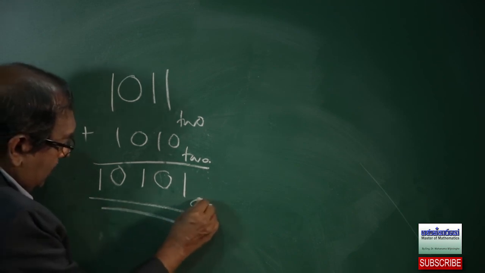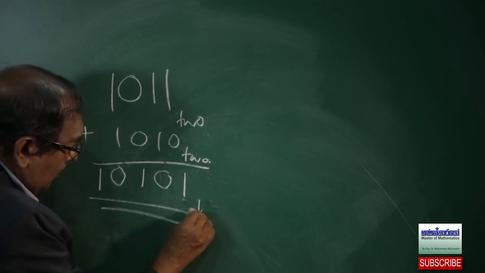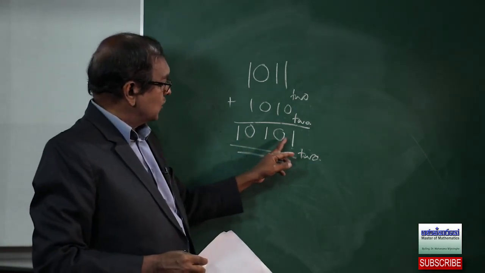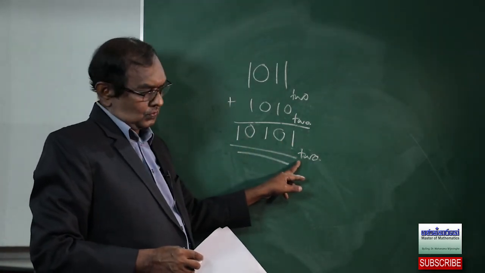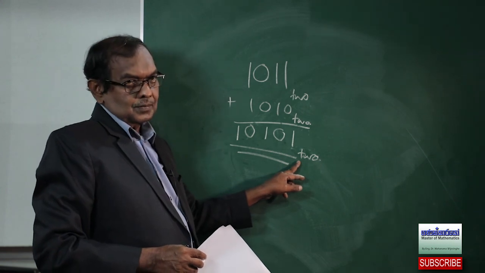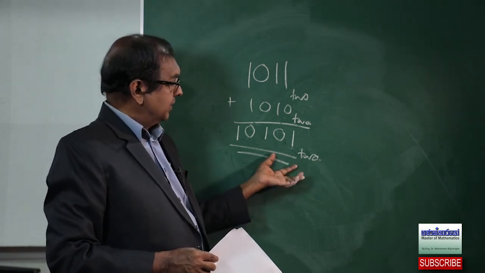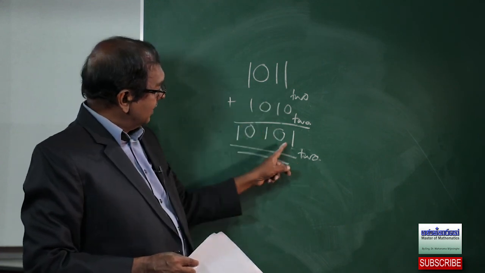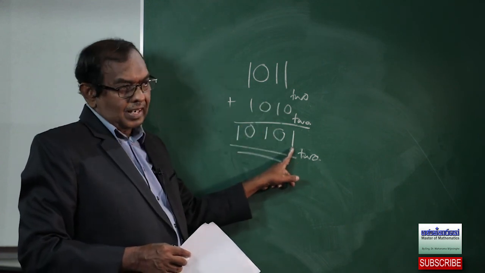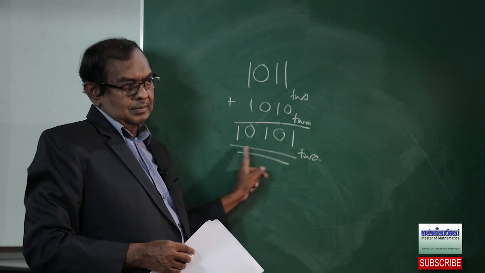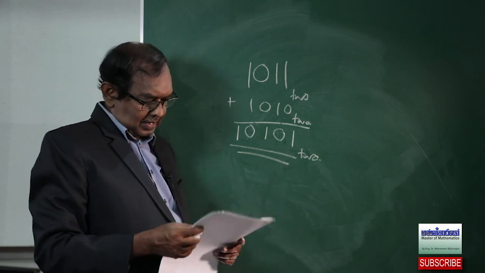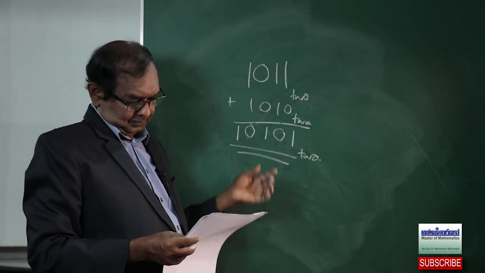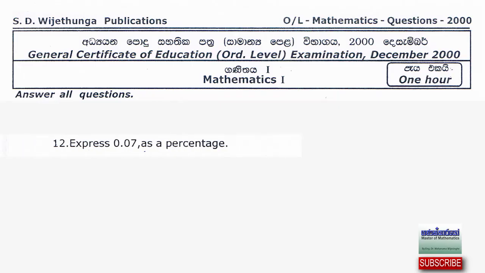Therefore, the answer is 10101. The base is 2. This is the answer. This is not difficult, but we have to consider that the maximum value we can keep is 1. We can't keep 2 here with the base of 2. Then the answer is 10101.